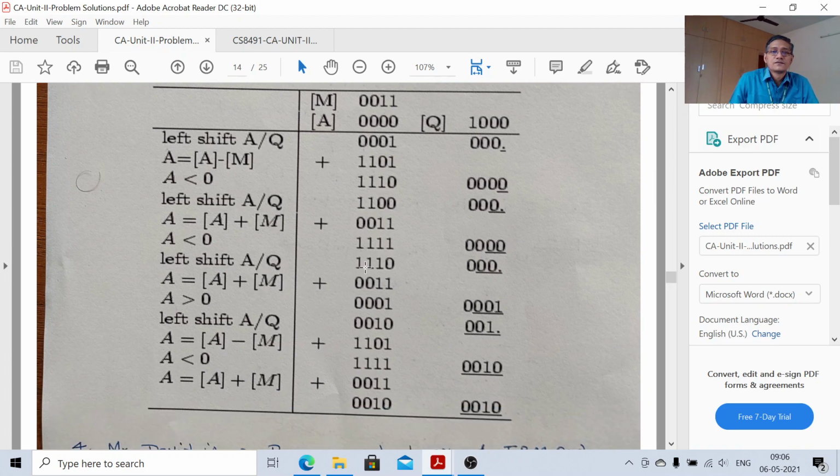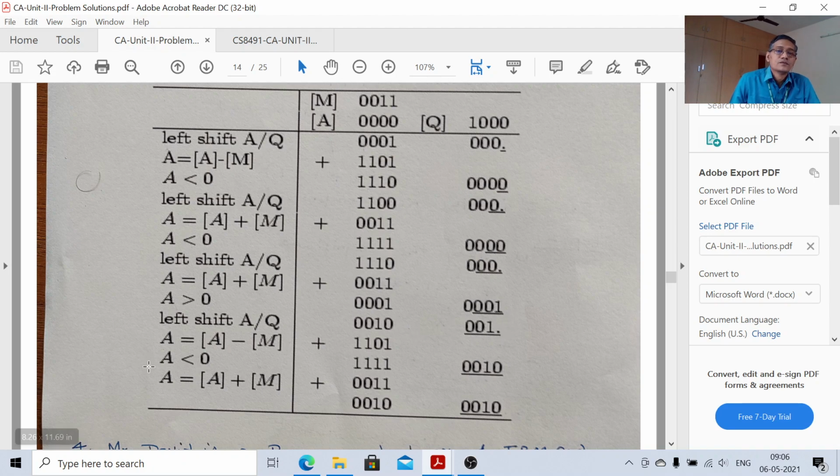If you shift left AQ, again we do not know the Q naught value. Now we are going to perform A equal to A plus M because in the previous step A value was negative. After performing A equal to A plus M, A is greater than 0. If A is greater than 0, assign Q naught to 1. So we have assigned Q naught to 1. So left shift AQ. Again it becomes 0010, and we do not know the Q naught value.